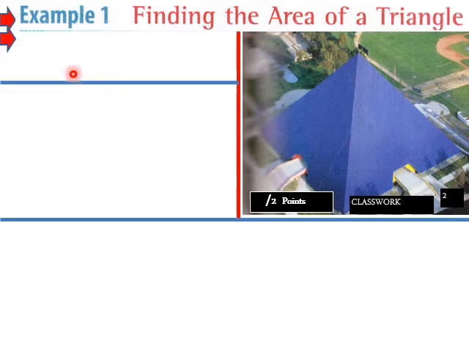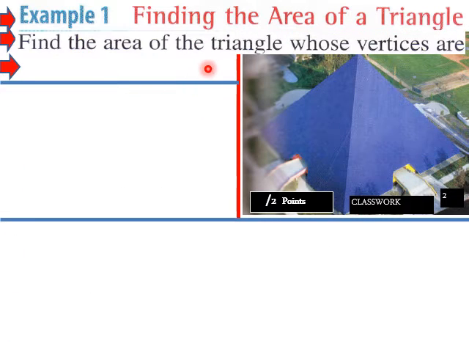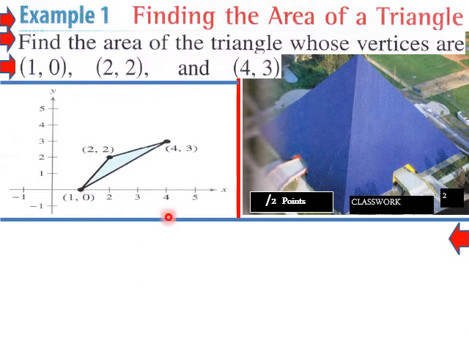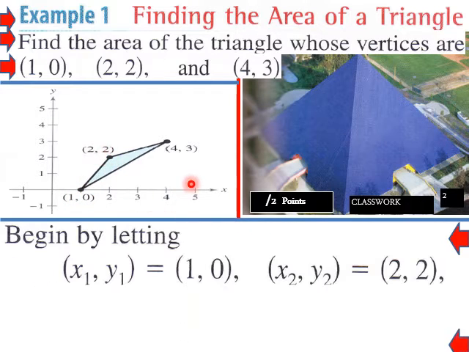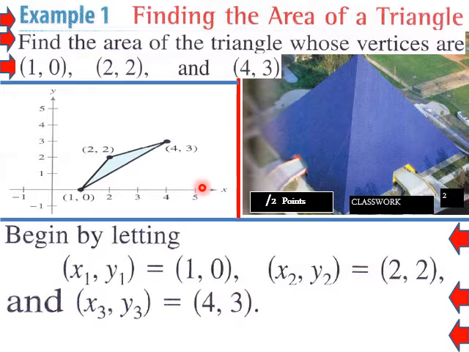Finding the area of a triangle, example 1. Find the area of a triangle whose vertices are 1, 0, 2, 2, and 4, 3. Here it is here. And your area is this area there. So what do we do? Begin by letting x1, y1 equal 1, 0, x2, y2 equals 2, 2, and then x3, y3 would equal 4, 3 out here. Then to find the area of the triangle, evaluate the determinant by expanding along row 1.